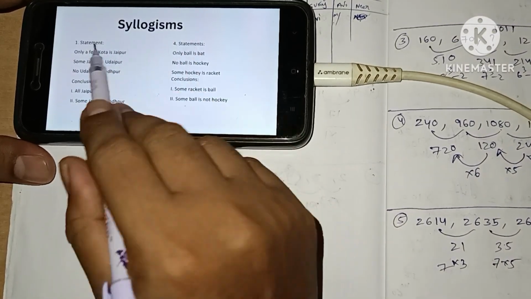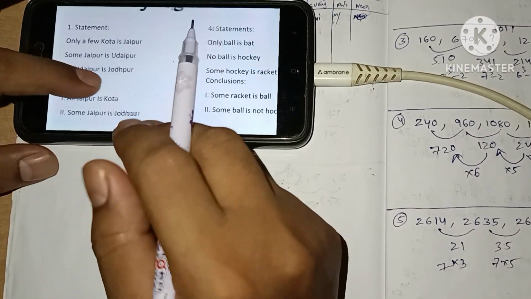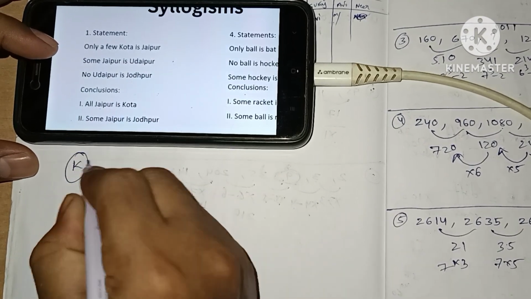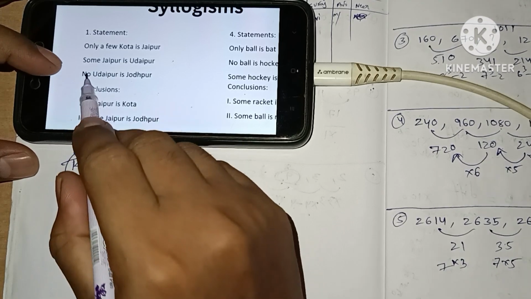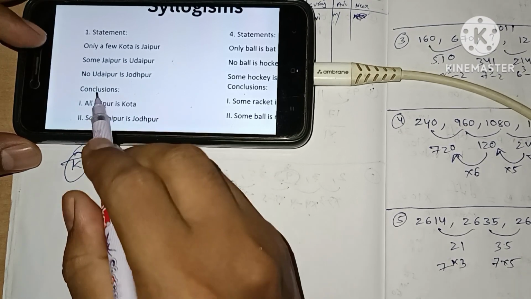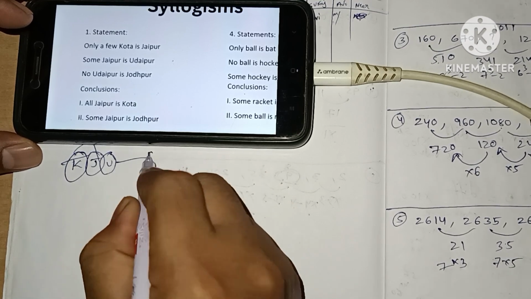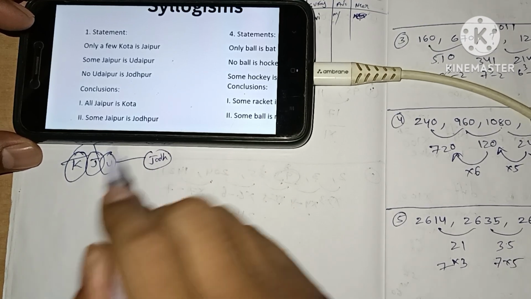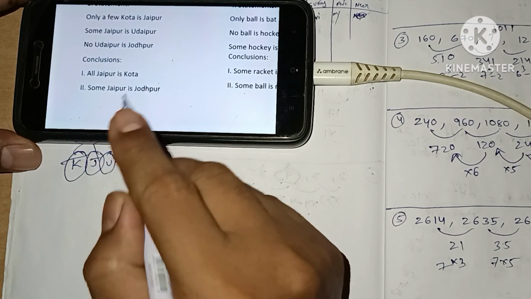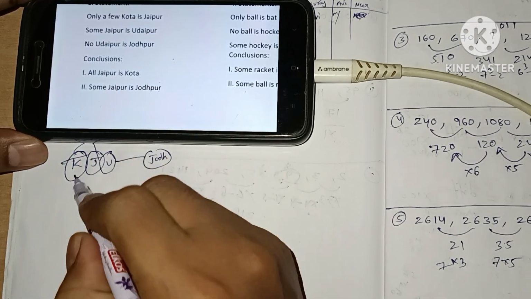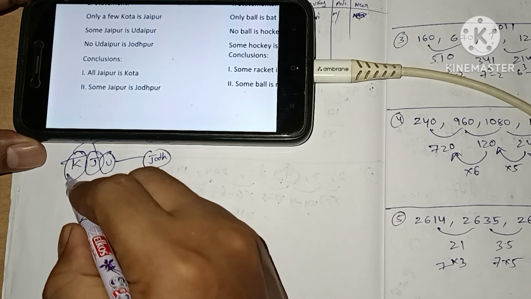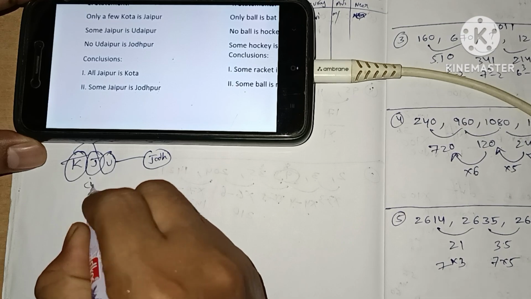Now we are going to learn syllogisms. First question, only a few quota is Jaipur. Some Jaipur is Udaipur. No Udaipur is Jodhpur. Okay. Let's see conclusions. All Jaipur is quota. It is direct conclusion. We need to check the direct meaning in our basic Venn diagram. All Jaipur is inside quota. No, it is not like that. So first conclusion will be false.